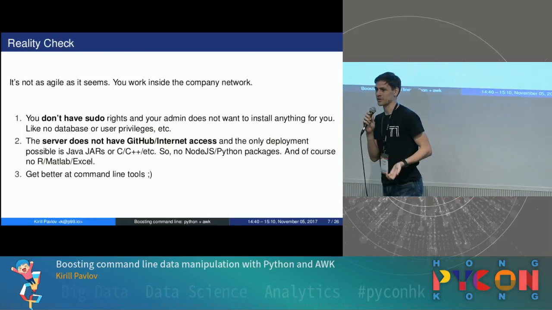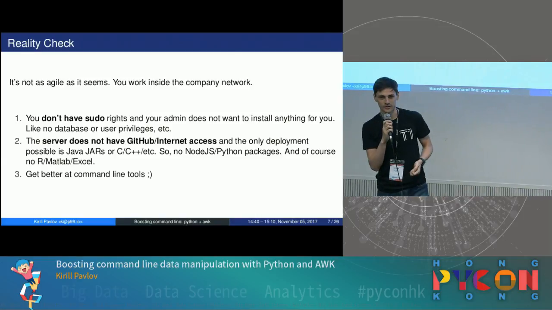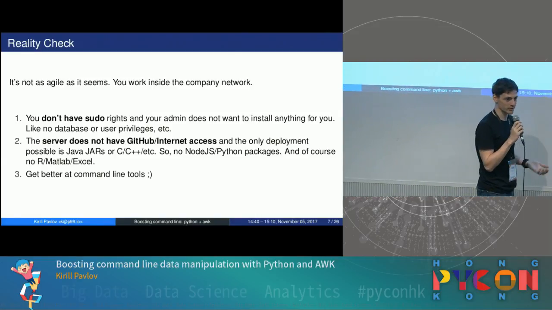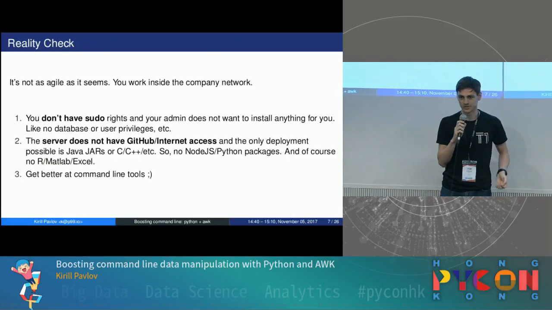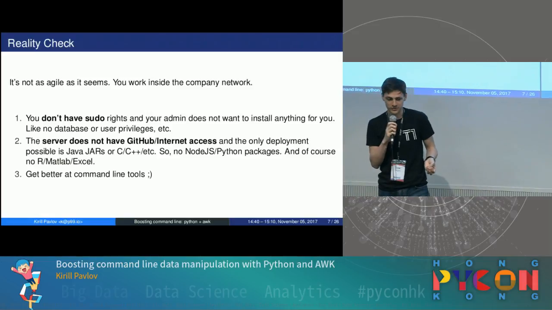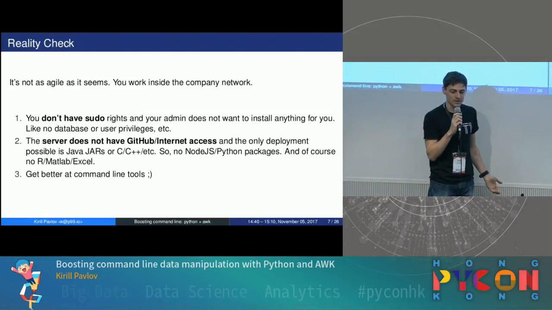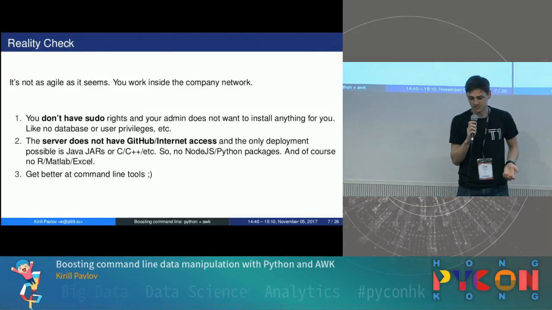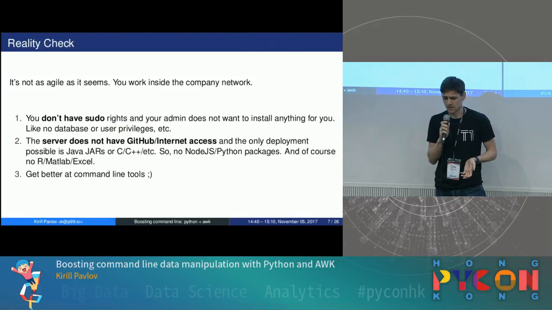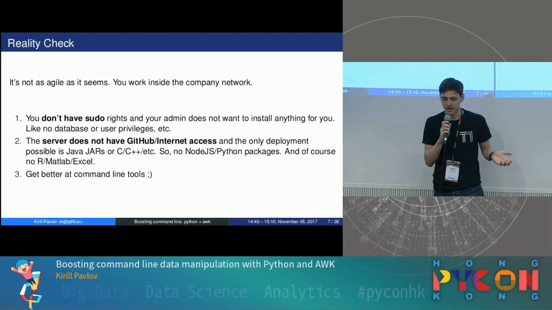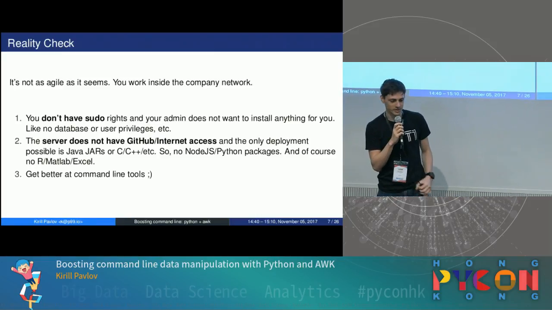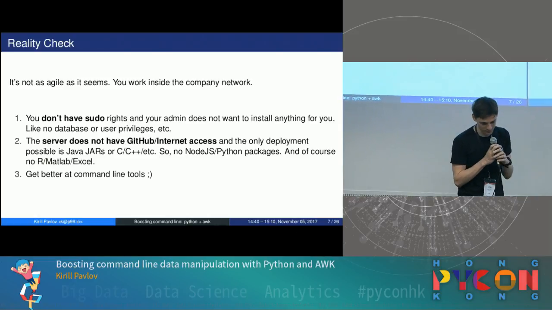So that's why companies like to use Java jars or just copy C++ code and compile on a server, but you probably would never use Node.js on a server, right? Because you just need to pull all the packages and you could not just copy and paste the code because there are like 2,000 packages, like what to do. So Python is the same. Anaconda somehow solves that, but not really. And of course, there is no way to have some R, MATLAB, or Excel on the server. So solution, okay, get better at command line tools, right? So use what we have.